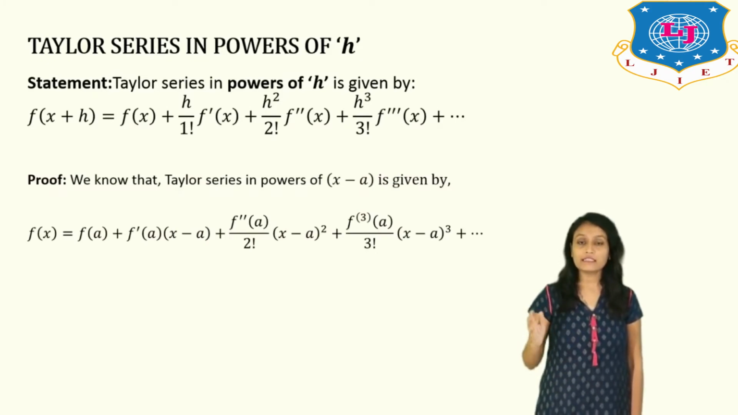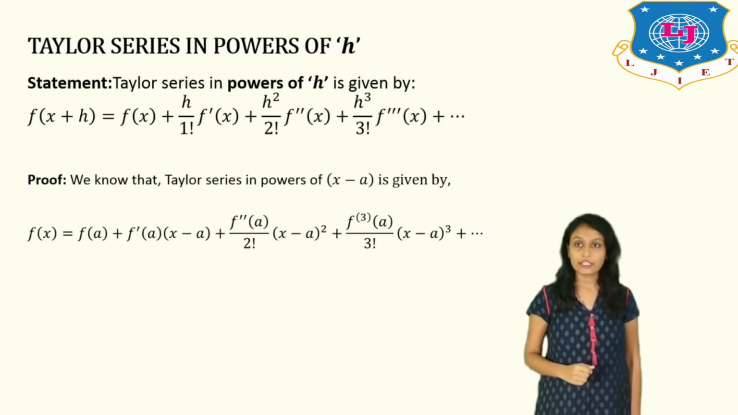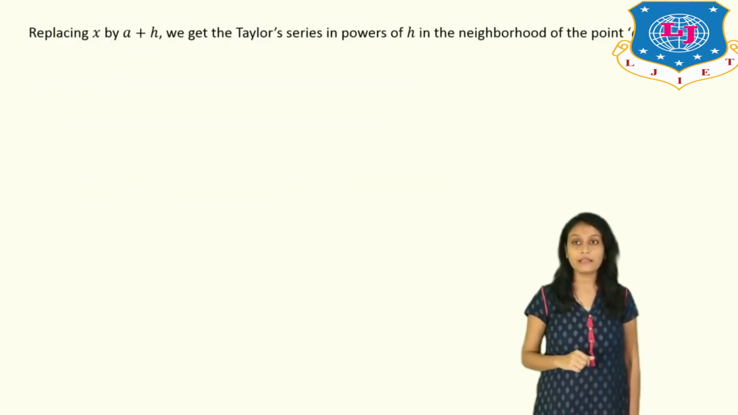Now we know that the Taylor series in powers of x minus a is given by this formula, that is f of x is equal to f of a plus f dash a into x minus a plus f double dash a upon 2 factorial x minus a whole square plus so on. So this is Taylor series in powers of x minus a. Now what we'll do, we'll replace x by a plus h to get Taylor series in powers of h. So in this equation where we have x, we will replace it by a plus h.